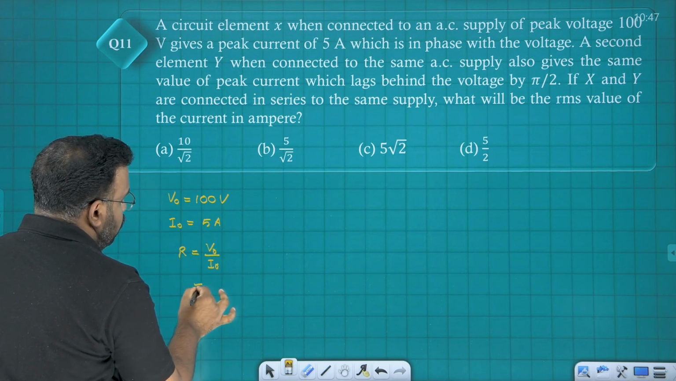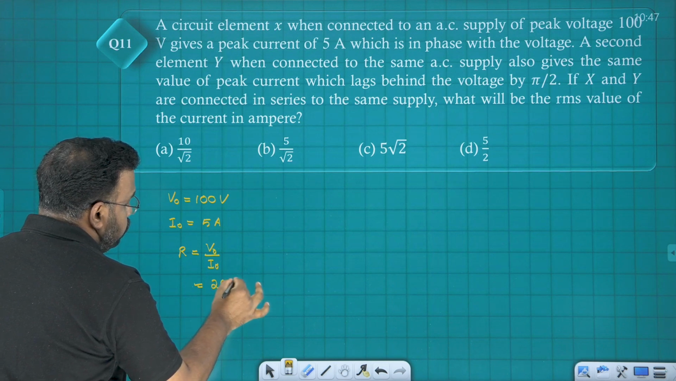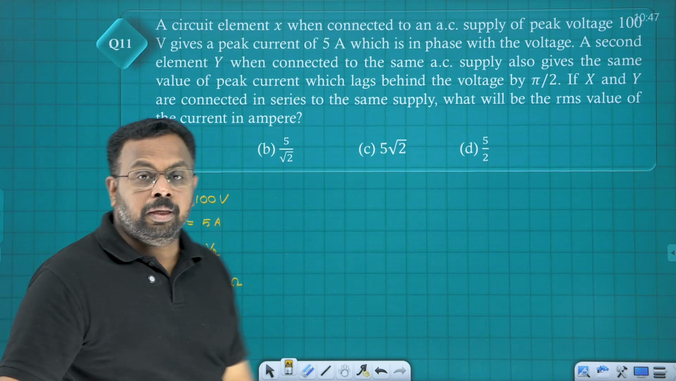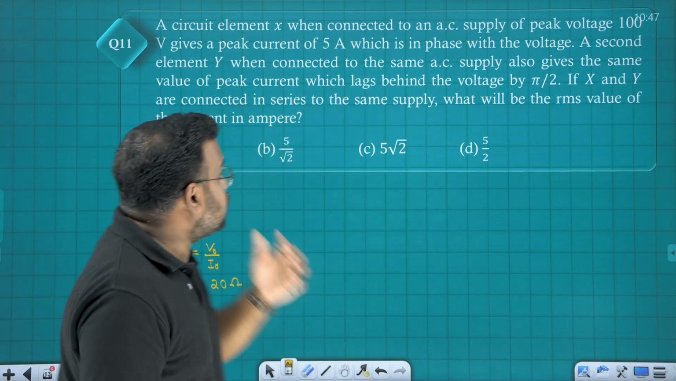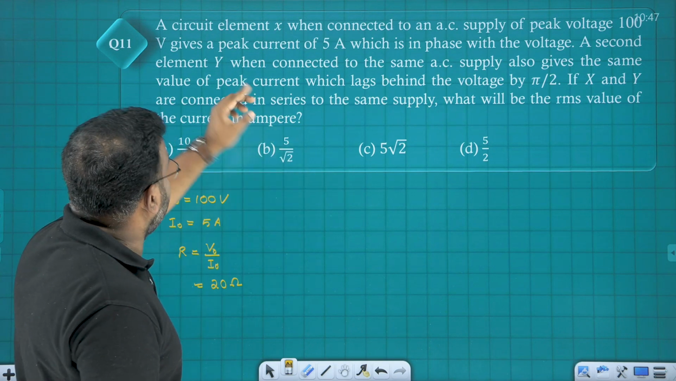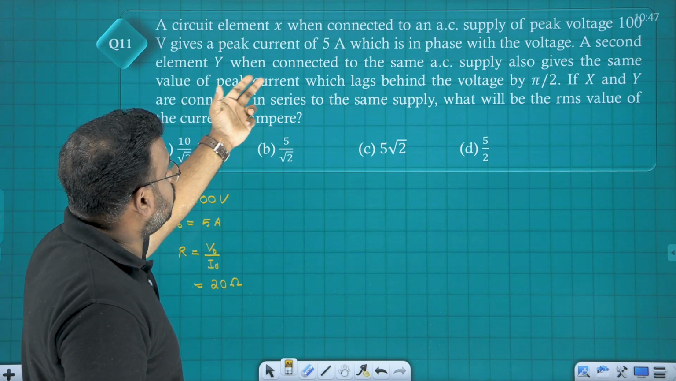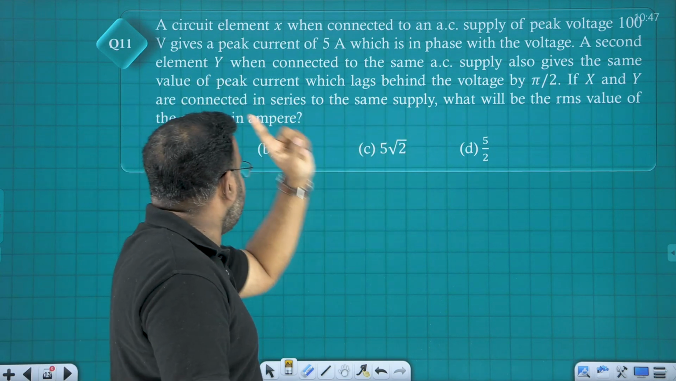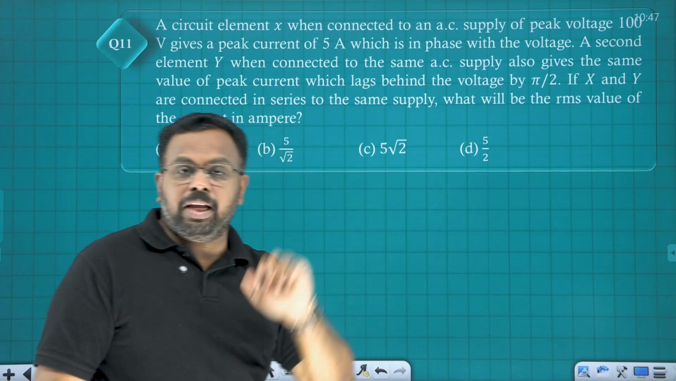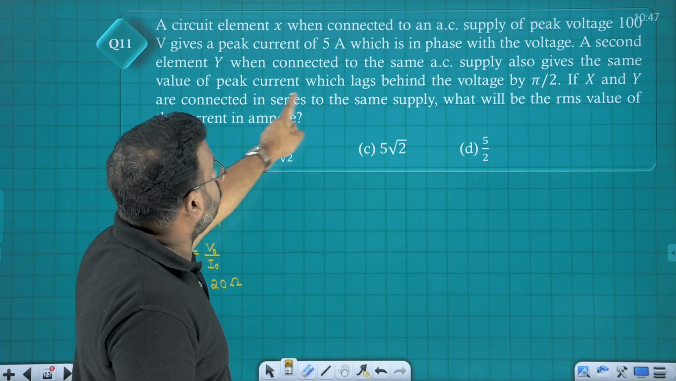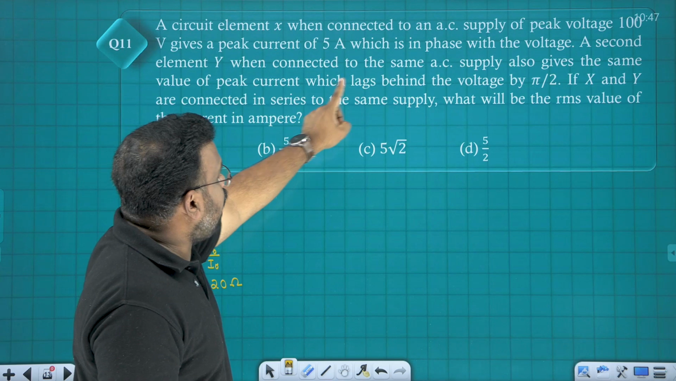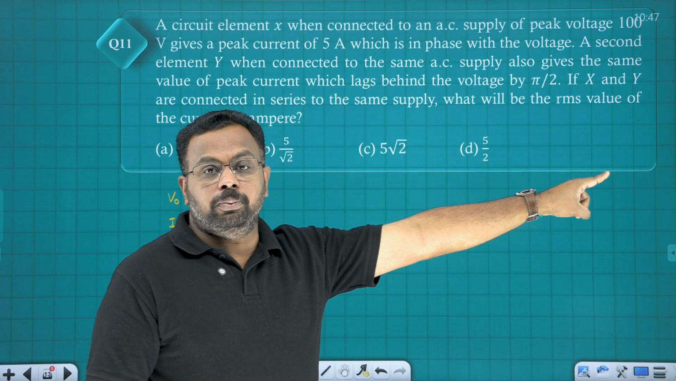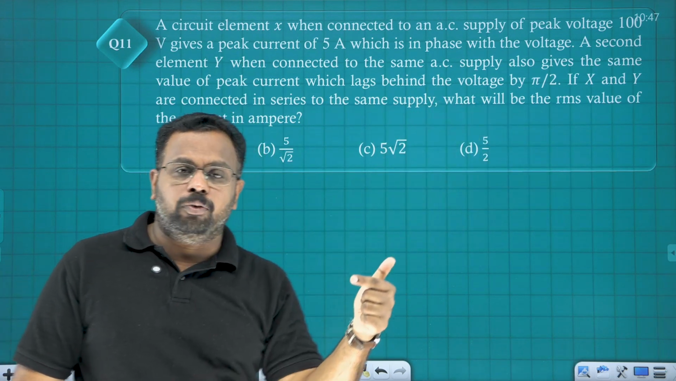We get 100 by 5, which is equal to 20 ohm. This is the resistance value. Now in the second case, a second element Y, when connected to the same AC supply, also gives the same value of peak current, which means the current value is the same. But what is the difference? The current lags behind the voltage by pi by 2.